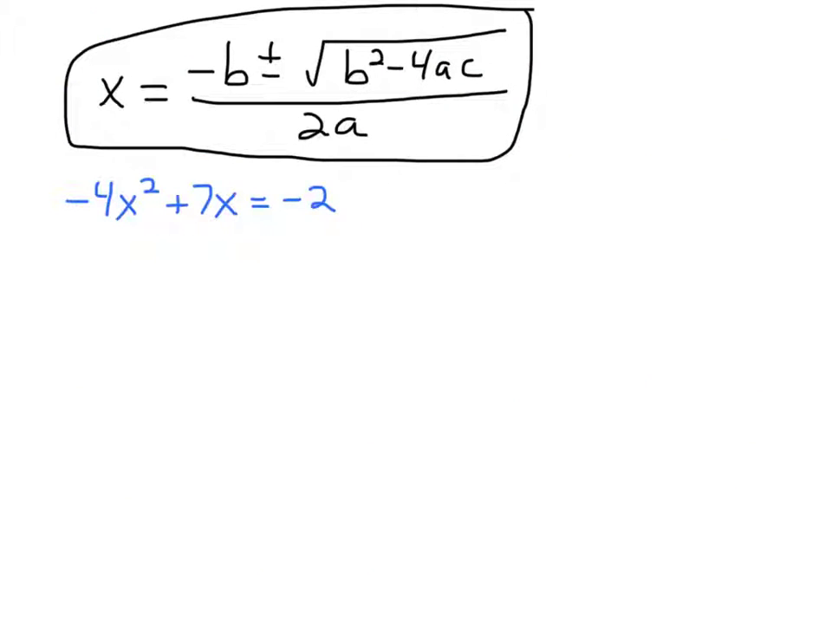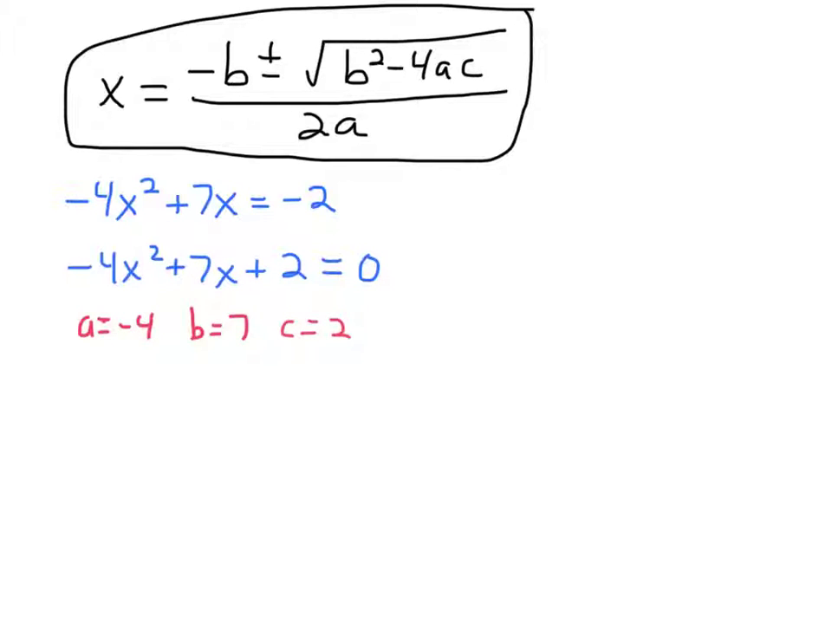Okay, let's try another example. Let's say we started out with the equation negative 4x squared plus 7x equals negative 2. Now our first step would be to get a 0 on one side of the equation, so we'll add 2 to both sides. And that will give us negative 4x squared plus 7x plus 2 equals 0. Now at this point, we can determine what our a, b, and c are. So a is the coefficient in front of x squared, so that's negative 4. B is the coefficient in front of the x, so that's 7. And c is the constant term, so positive 2.